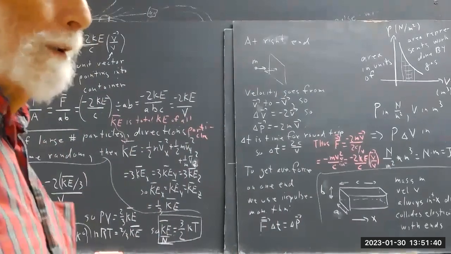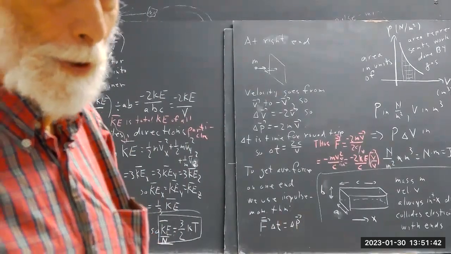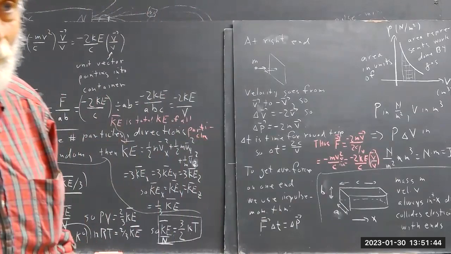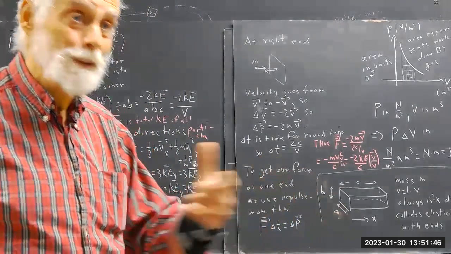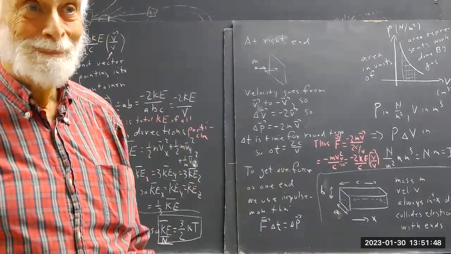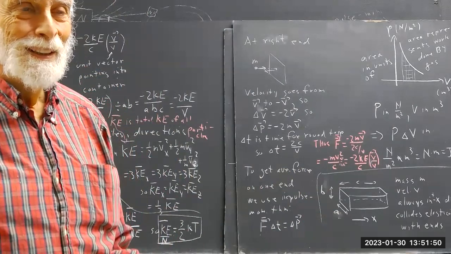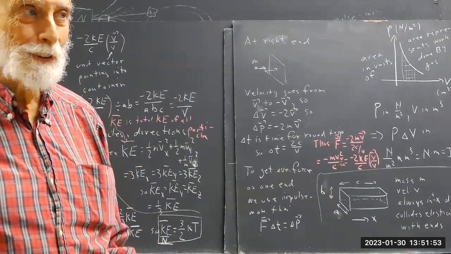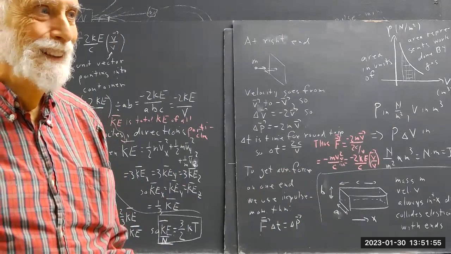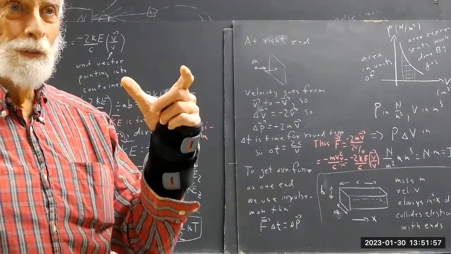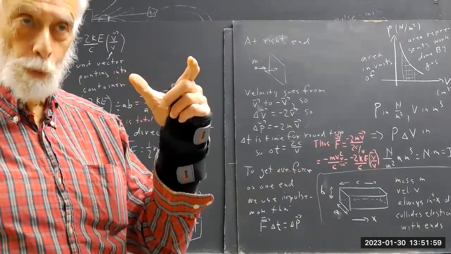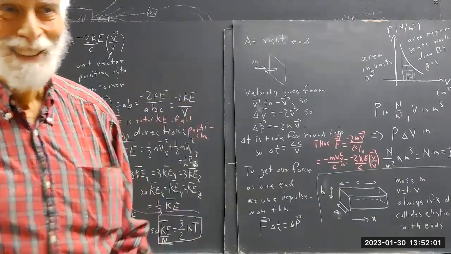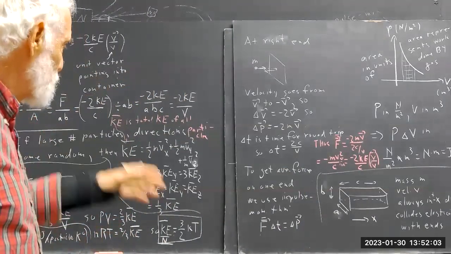If a bowling ball hit you with the same momentum that one of those has, you wouldn't feel it. But a bowling ball with the same momentum as that particle wouldn't be moving very fast at all. If it was this far away from you, you'd wait a lifetime for it to hit you. So it's really neat stuff.